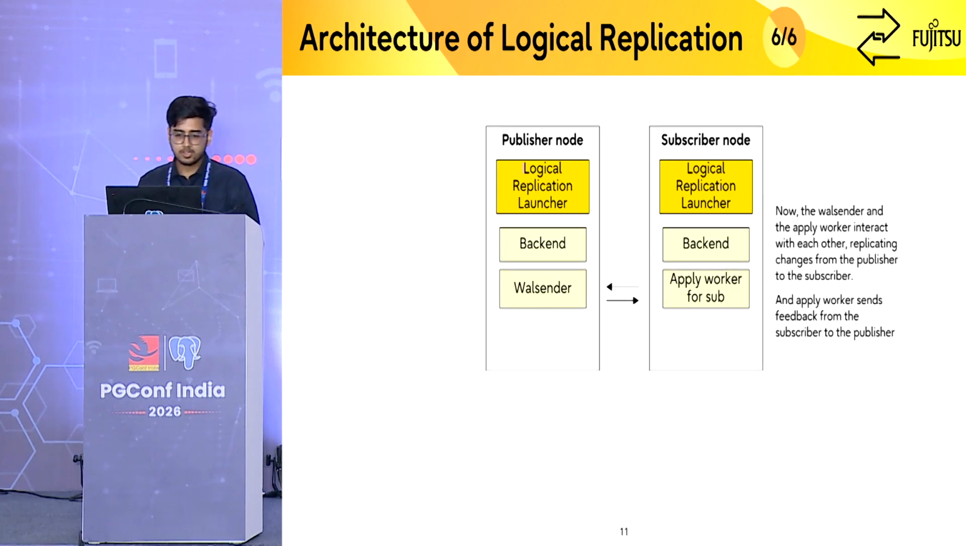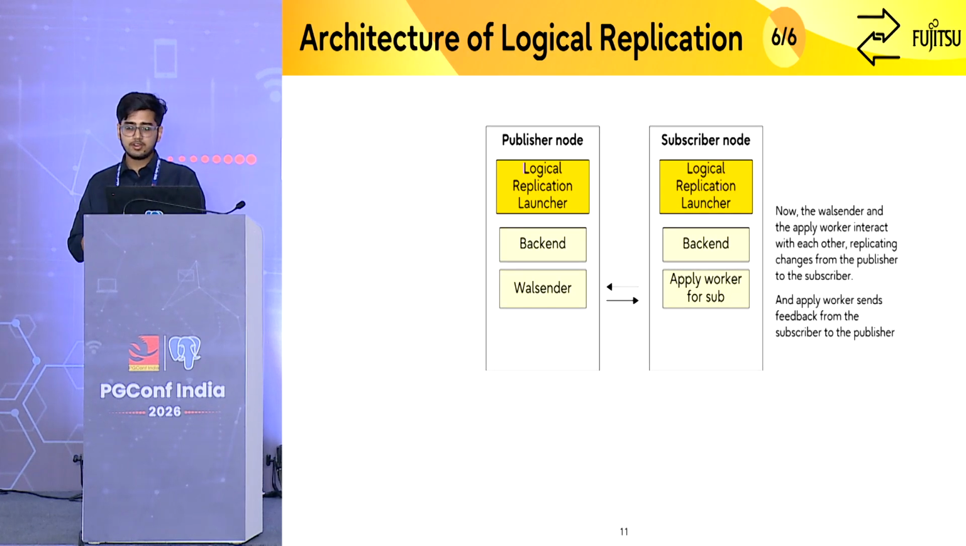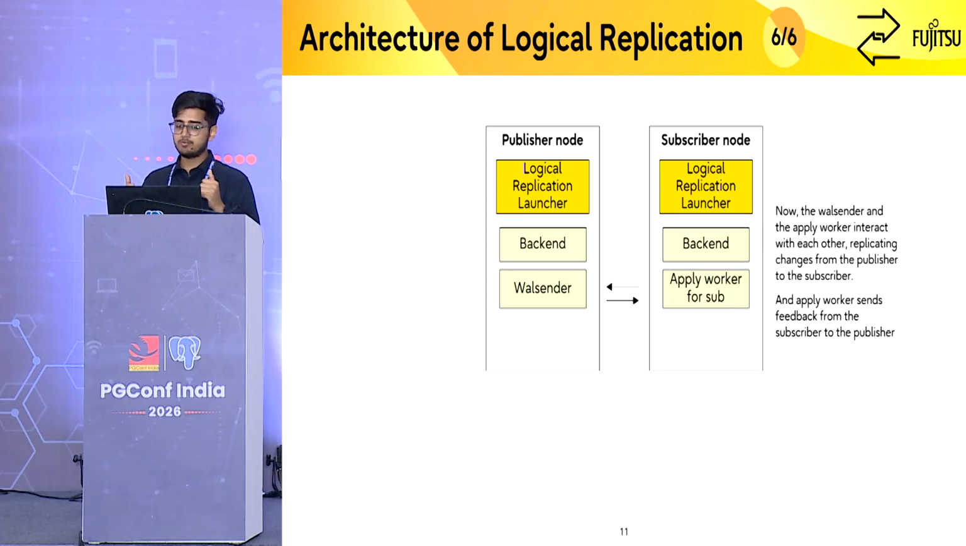Now the initial setup is done. Initial data is copied from the publisher node to the subscriber node. Now whenever an incremental change happens, it will be sent through the wall sender process to the apply worker, and the apply worker will apply those changes and send feedback to the wall sender process that this change has been applied. So this is basically the process of how the logical replication is set up.